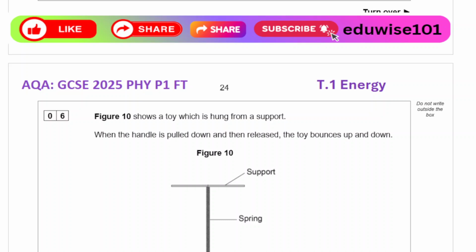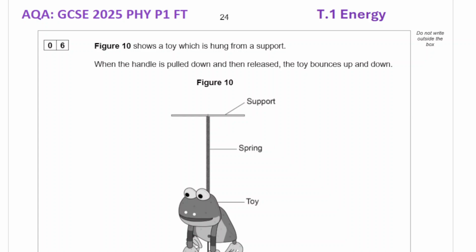In this video, I'm going to go through the AQA Physics Paper 1 Foundation Tier from 2025. Question number 6 is on the topic of energy. Figure 10 shows a toy which is hung from a support. When the handle is pulled down and then released, the toy bounces up and down.